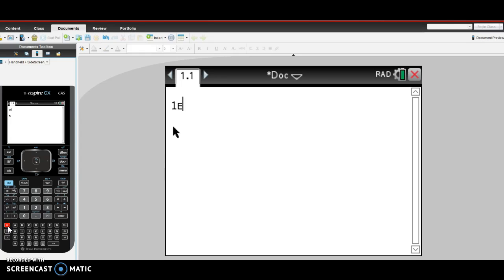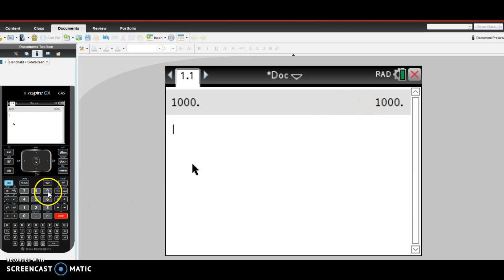If you press that button, it shows up as a capital letter E on your screen. And then you type in the power of 10. So if you were to say 1 times 10 to the third, this would be 1E3. And if you press enter, you'll see your calculator will call that 1,000.